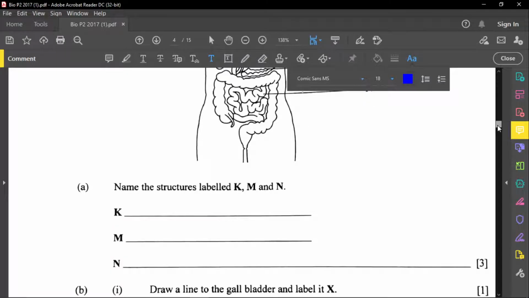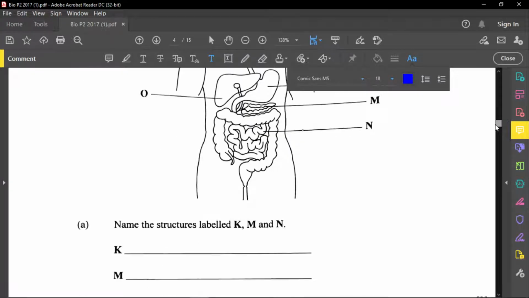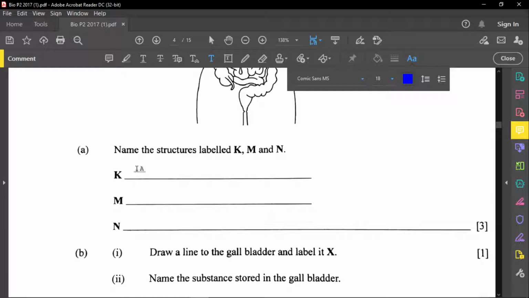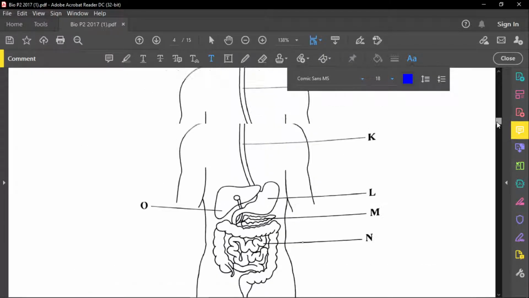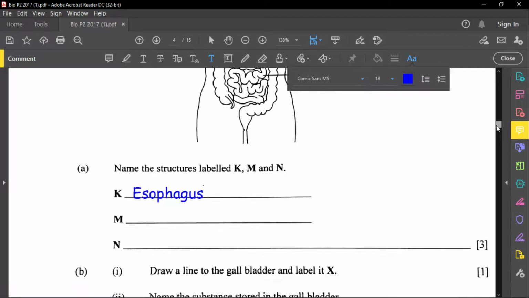All right, so let's now go to see what they're asking us to do. It says name the structures labeled K, M, and N. So again, K is the esophagus. So let's write that in real quick. That's the esophagus. And M, if you go back to the diagram, M is your pancreas and N is the small intestine. So let's put those in real quickly. So here we have our pancreas and we have our small intestine for N.